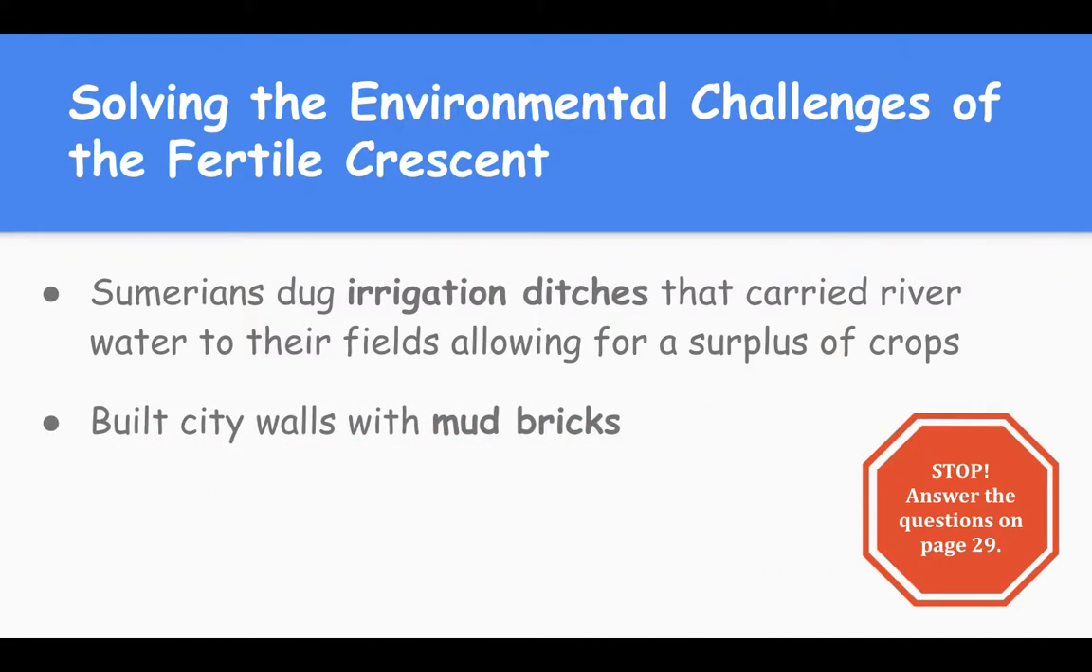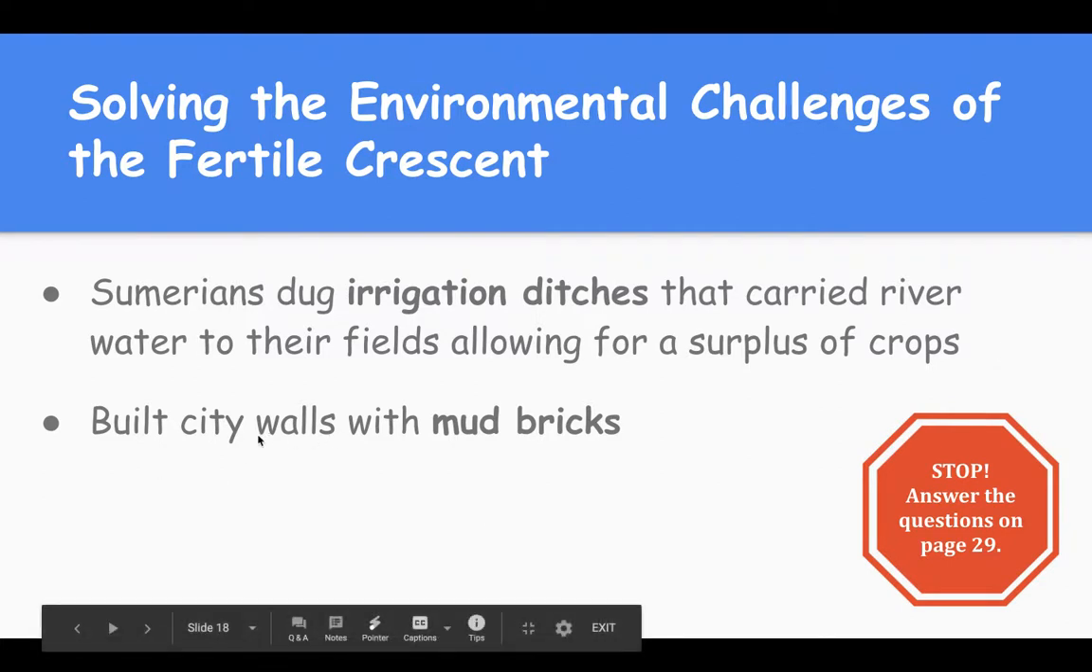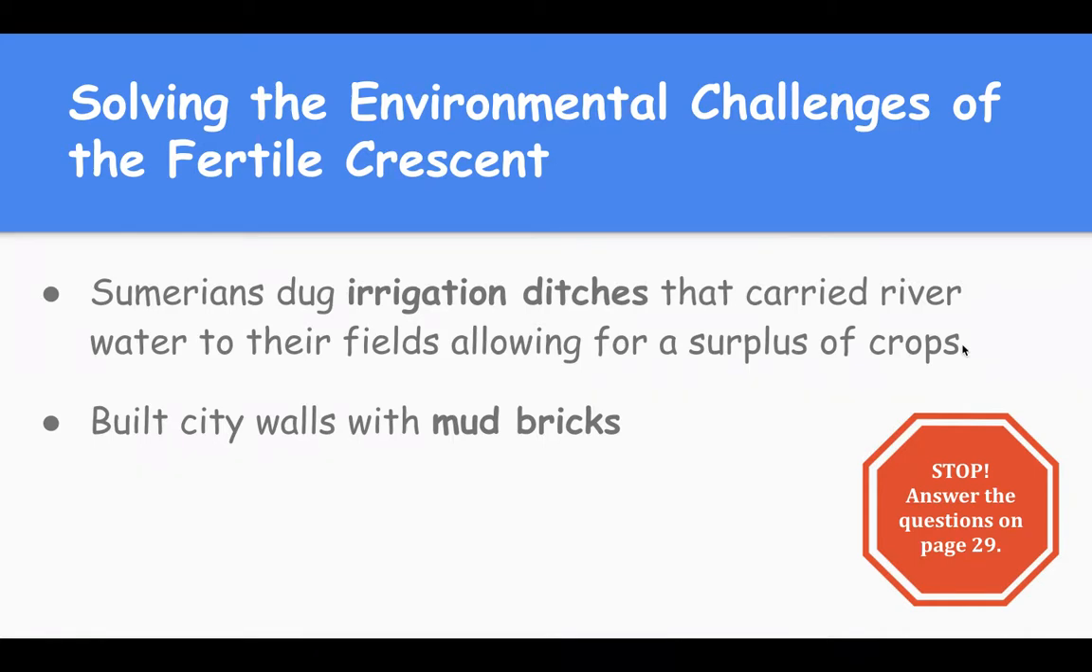Okay, we know that Sumerian civilizations in the Fertile Crescent were hard to defend. So how did they overcome this problem? They built walls around their cities using what was available to them. What was available to them? Mud. So they turned that mud into bricks and used those bricks not only to make homes, but to make the walls surrounding their cities so they would have some type of defense. Pretty smart.